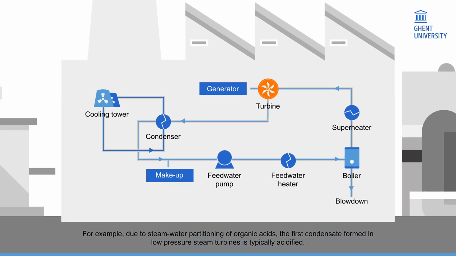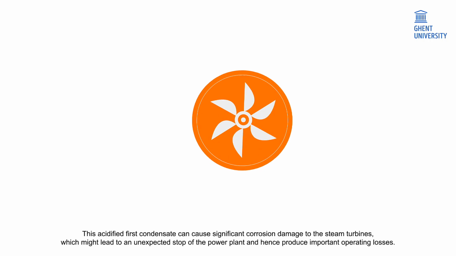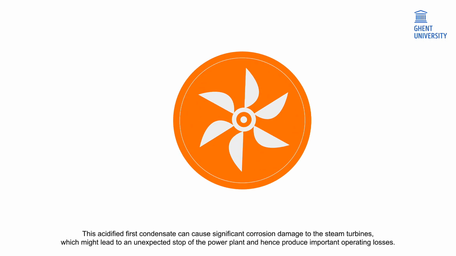For example, due to steam water partitioning of organic acids, the first condensate formed in low-pressure steam turbines is typically acidified. This acidified first condensate can cause significant corrosion damage to the steam turbines, which might lead to an unexpected stop of the power plant and hence produce important operating losses.